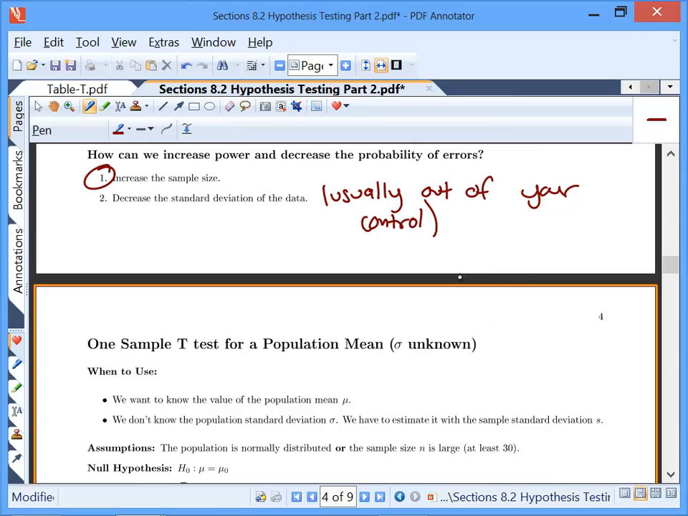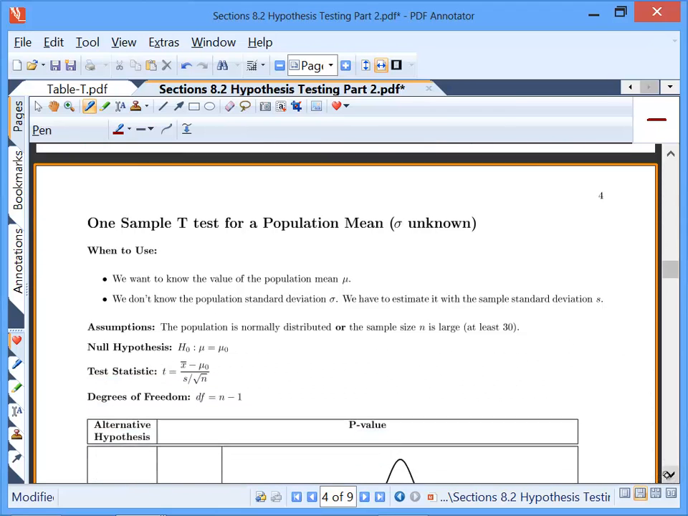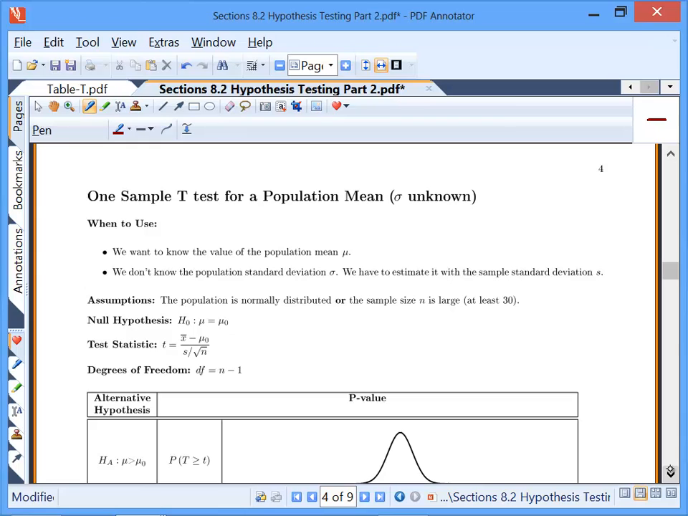Okay, this is for the population standard deviation unknown. So we use it if we want to know the value of your population mean mu, but we don't know the population standard deviation sigma. We have to estimate it with a sample standard deviation s. Okay, and when you think about it, that makes sense. If you don't know the population mean, you probably don't know the population standard deviation either. So a t-test is what you're almost always going to be doing in practice.